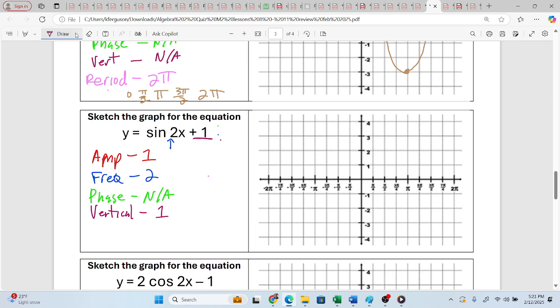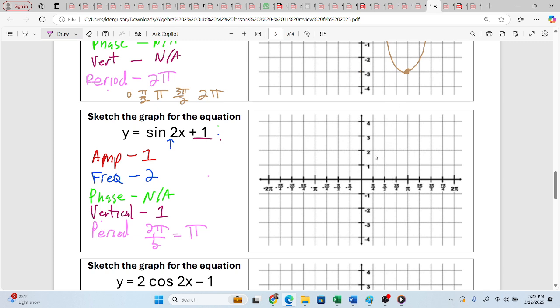Now let's go back and talk about period real quick. So the period is 2 pi over my frequency, which is 2. Well, 2 pi over 2, the 2's cancel off, and so my period is pi. So what does that tell me? That tells me that I have one graph that fits within pi, right? So let's think about it.